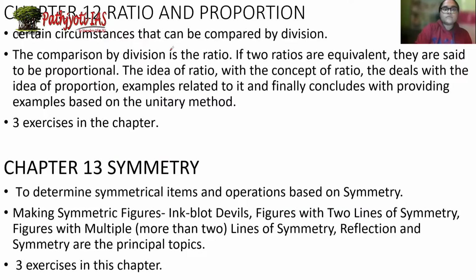And then ratio and proportion again. Ratio and proportion is basically a circumstance wherein we are comparing with division. So ratio is comparison by division. And if two ratios are equivalent, then we can call them proportional. And we have symbols for it. For ratio, we have two dots, and for proportion, we have four. So we'll understand the ideas and concepts of ratio, and how to deal with various proportional factors, and we'll also learn the unitary method. So that is how we'll move.